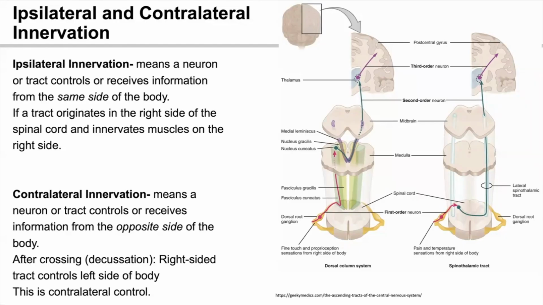So that's decussation. When the origin and destination of the tract are on opposite sides of the body, we say it's contralateral, which means the neuron or tract controls and receives information from the opposite side of the body. When the tract does not decussate, its origin and destination are on the same side of the body, and we say it's ipsilateral. So if it originates from the right side and the destination is on the right side, it is ipsilateral. And if it's on the opposite side, it is contralateral.